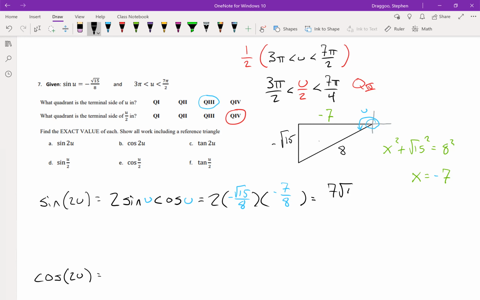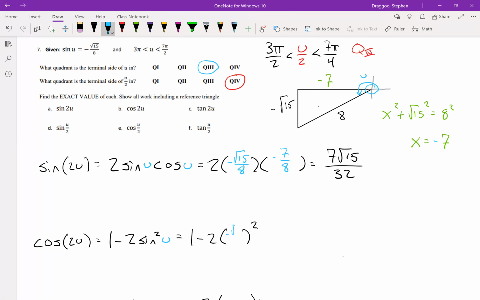All right. Then for the next part, I wanted to get the cosine of 2u, which I have 3 different options for. But this time, since sine is my given information, I will use the formula that only depends on sine. I'll use 1 minus 2 sine squared of the angle u. So it should be 1 minus 2 times something squared, where that something should be negative root 15 divided by 8.